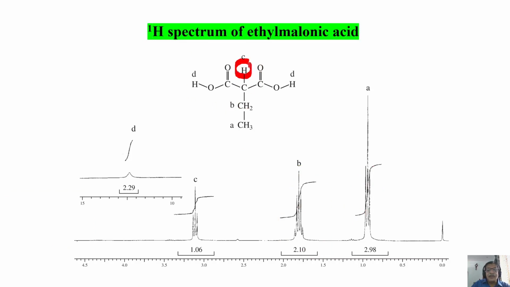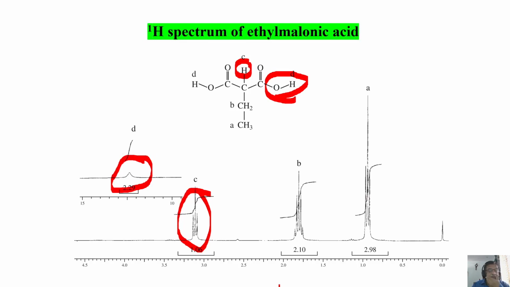What is this? This is coupled to this. It has to be a triplet. See? Only thing which is left over is OH. Remember, I told you in the previous spectrum, normally OH protons are broad. Why it is broad, we'll explain later when we come to relaxation, etc. It is a broad peak you are going to get.